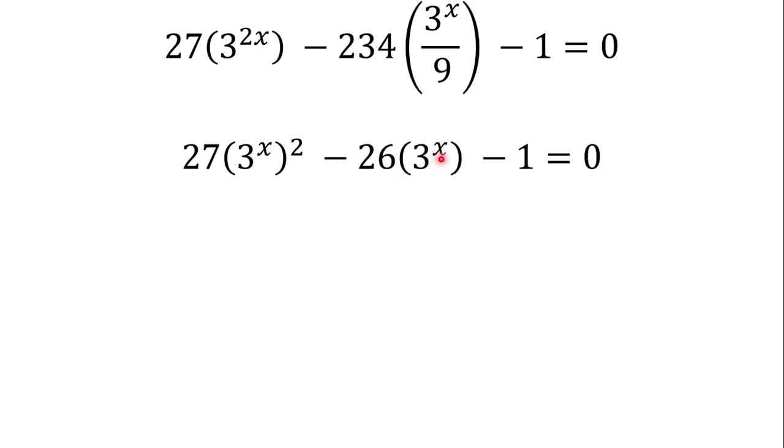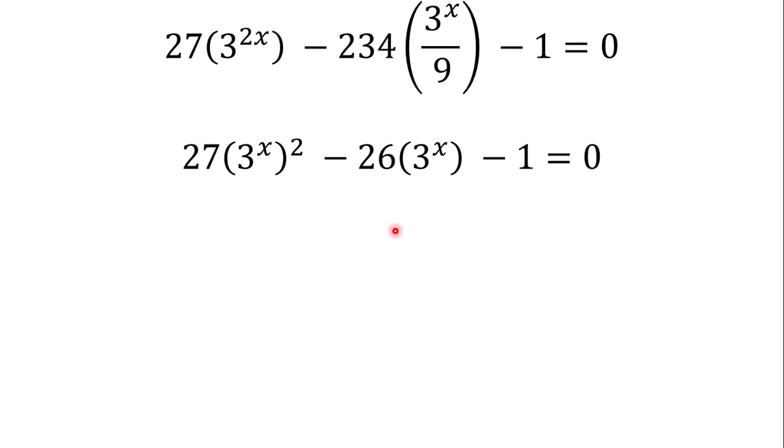Here is 3 raised to the power x, and here we were having 3 raised to the power 2x, but it's 3 raised to the power x all squared. This is so because we are going to find a variable to replace 3 raised to the power x. To make both sides be affected at once, we continue rewriting this one, so that when you do the substitution, both sides will be affected at once.